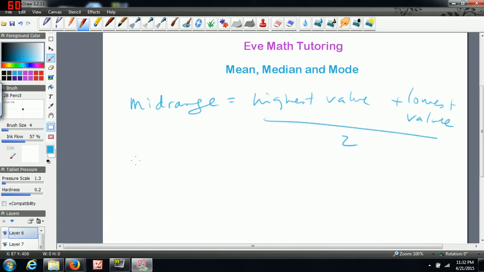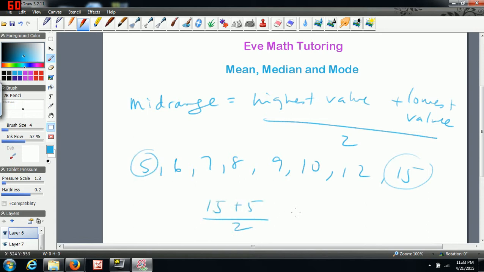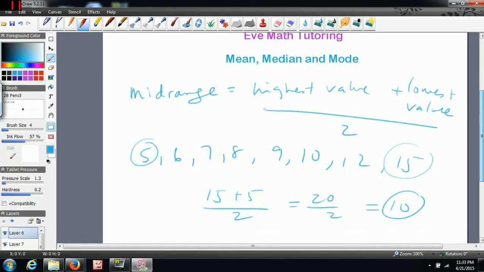Okay, so if you're asked to find the mid-range of the following data, you take the highest value plus the lowest value and divide by 2. So it would be 20 divided by 2. So your mid-range for this question would be equal to 10. Okay, so that's just another unit of measure that's used in statistics.